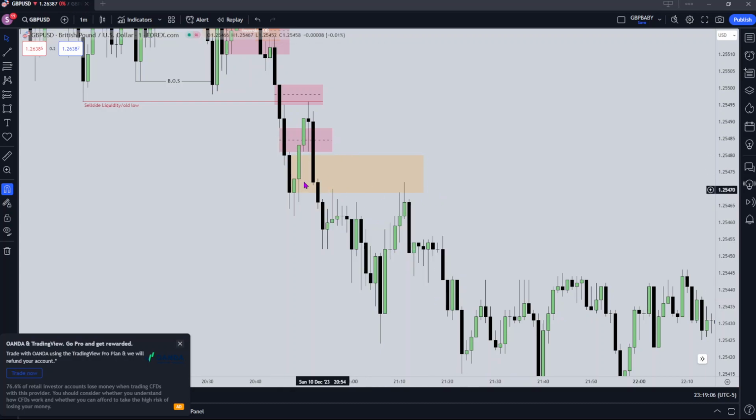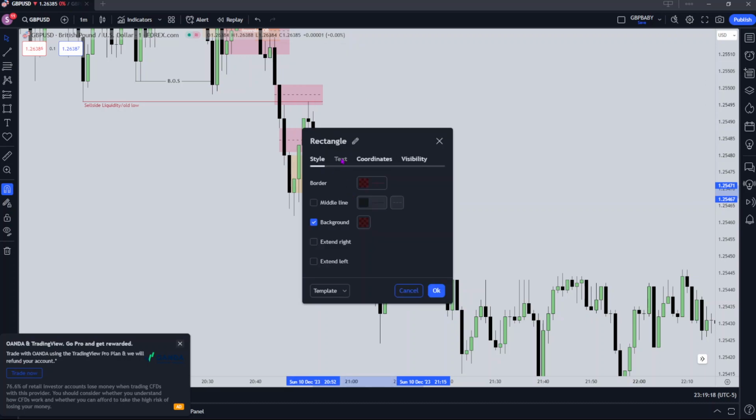I'd be having my eyes on, because I anticipated that there's resistance, and as you can see it clearly does, in line with this fair value gap here, and volume continues to stay below.